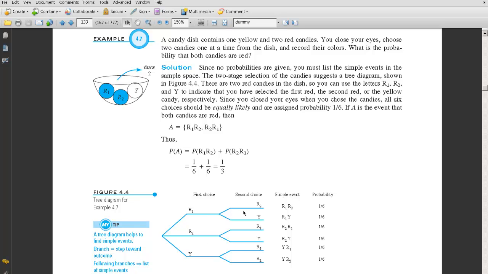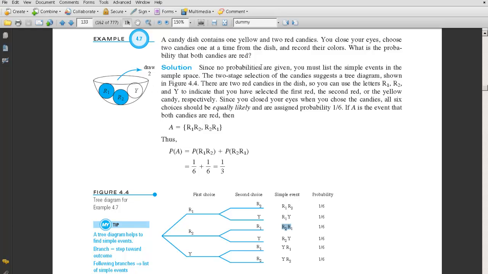And then if we get red 1, we can't get red 1 again because we already took it out of the bowl. So we can either get red 2 or yellow, and so on with this R2. We can't get R2 again, and so on. So we get R1, R2 as one possibility, R1Y, R2, R1, and so on. All of these. How many are there? There are 6. We're going to assume that they're all equally likely because we're doing this randomly. So each of these, there are 6 of them, so they must all have probability 1/6.